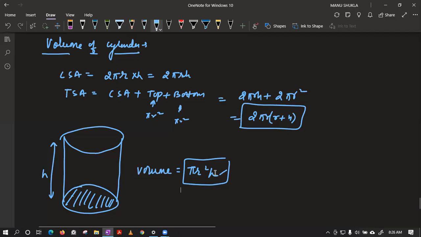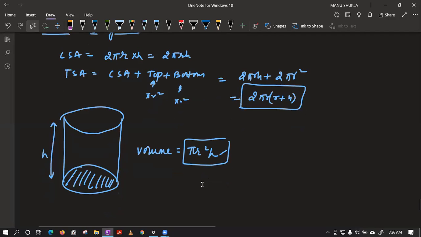Now let us see some questions based on this volume of cylinder. You can try these examples on your own. These are nice.